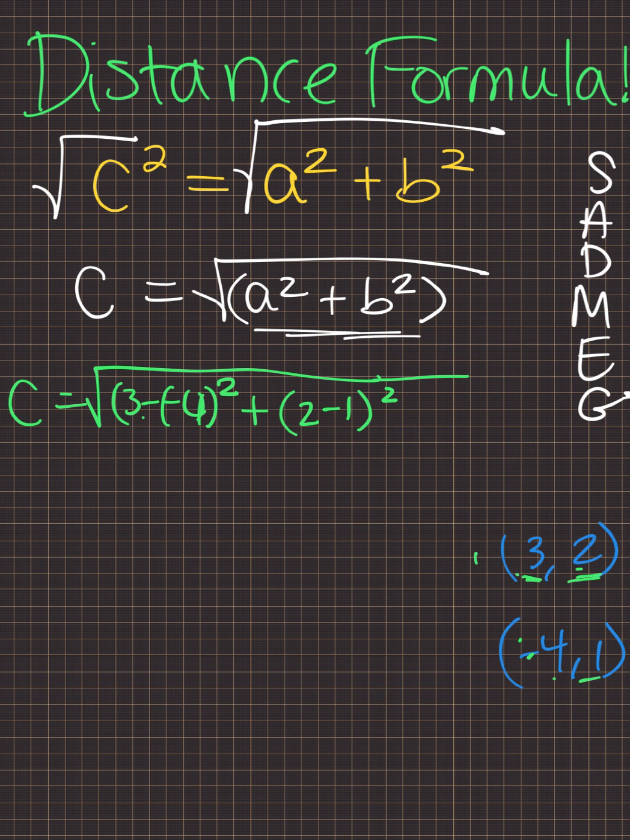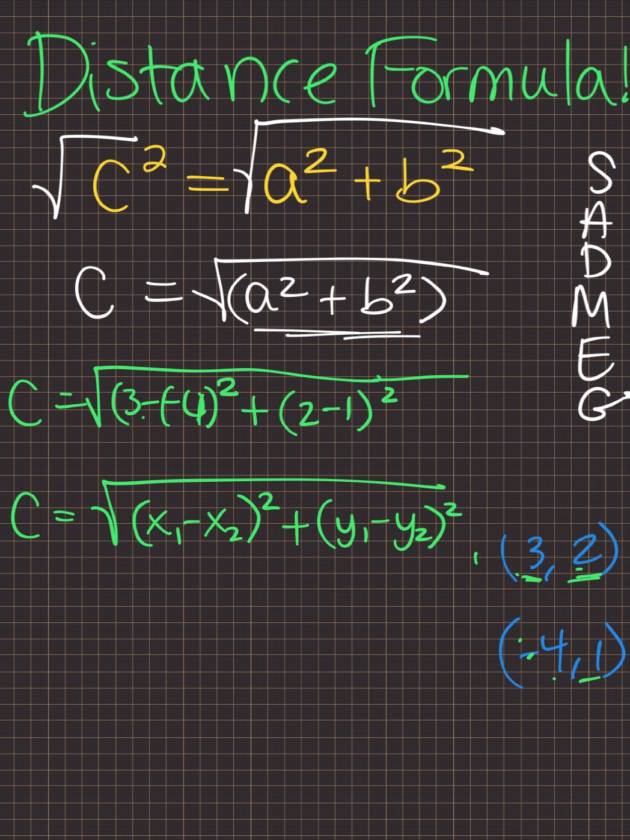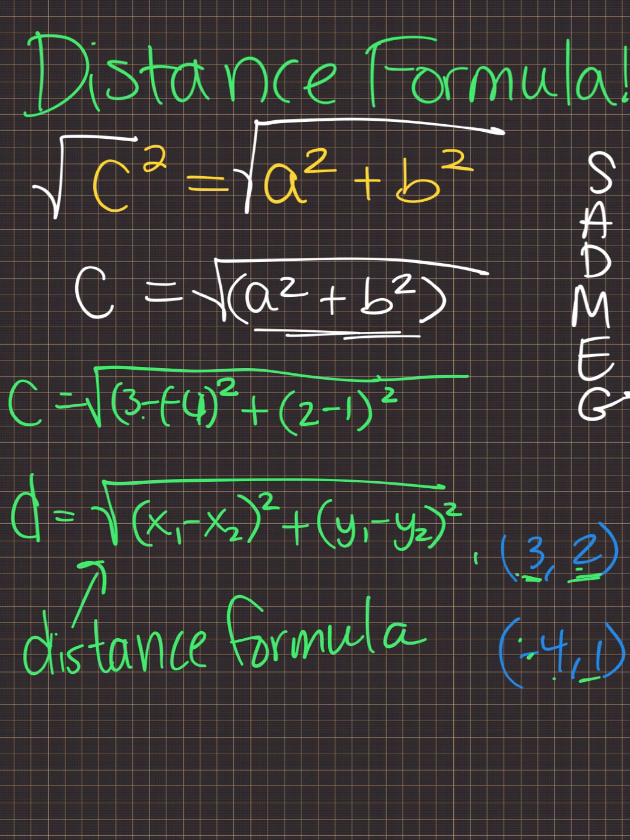So what I'm really doing here is I'm taking the square root of the x from point 1 minus the x from point 2, and then squaring that. And then I'm going to add it to the y from point 1 minus the y from point 2, and squaring that. And this right here is our official distance formula. It's often written with a D instead of a C because we're talking about distance, okay? So this is the formal distance formula that you will use in higher education.